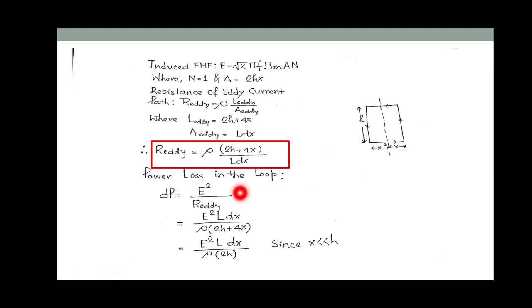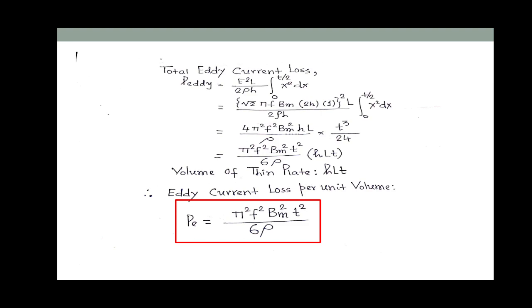And the power loss in the loop is E square by R. That means this expression, and since, as earlier said, the thickness is very less than and almost negligible as compared to the height, this can be derived. Now, total eddy current loss may be derived by this integration. That means integrating this from 0 to t by 2.